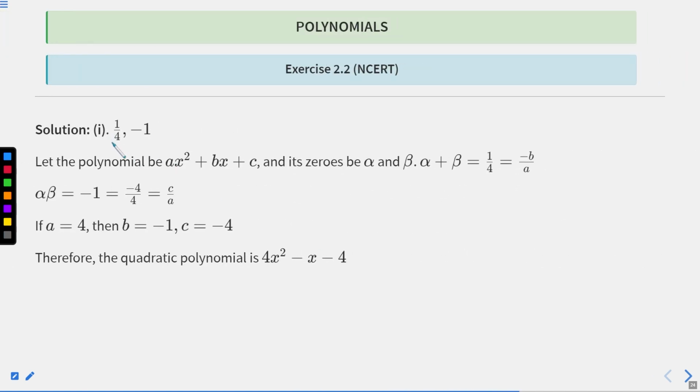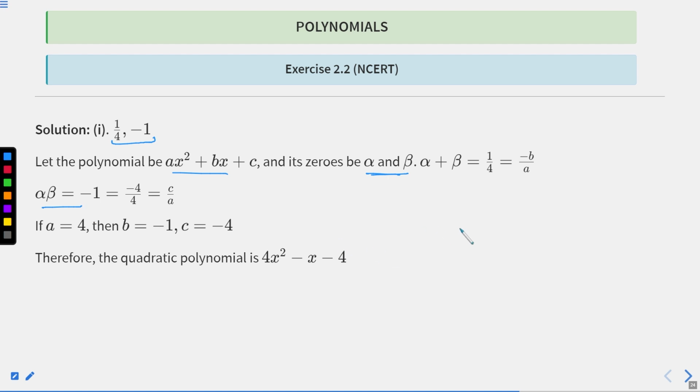So here we have given the sum of its zeros, that is 1/4, and the product of its zeros, -1. So here we first let the polynomial be ax square plus bx plus c, and its zeros be alpha and beta. So the sum of its zeros, that is alpha plus beta, is equal to 1/4, and this is equal to minus b upon a. Okay, and the product of its zeros, that is alpha times beta, is equal to -1, and you can write this as -4/4. Okay, and this is equal to c upon a.